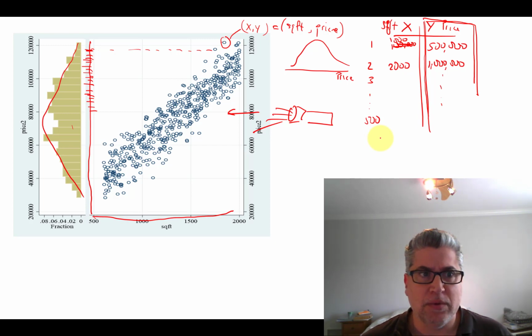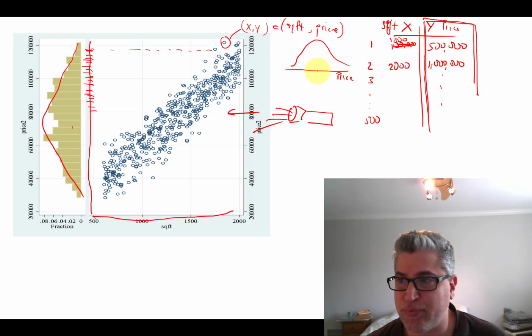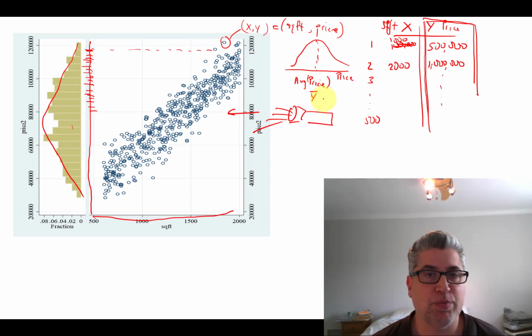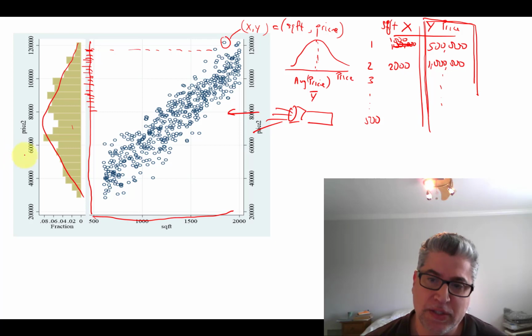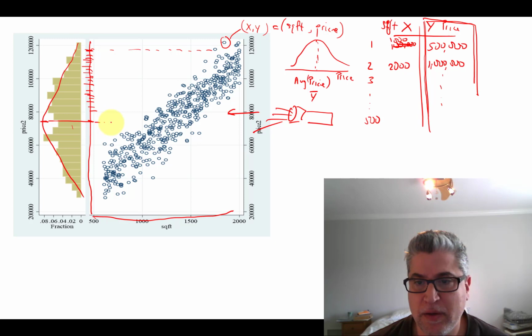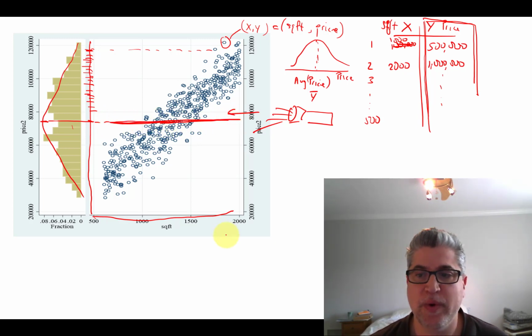Well, you don't know anything about the house, so all you can assume is that it's an average house. And you would just calculate the average of price, and you would say, well, that's my best guess. In other words, you would take the average price, y bar, which is what we normally call the average of something. So our average price is here, and that's what we would predict.